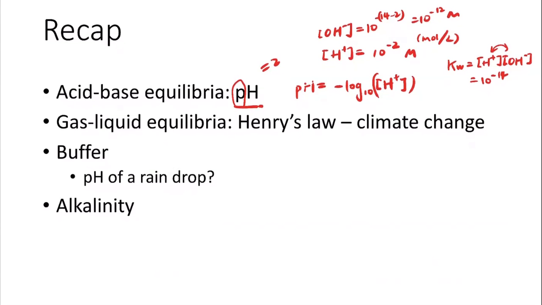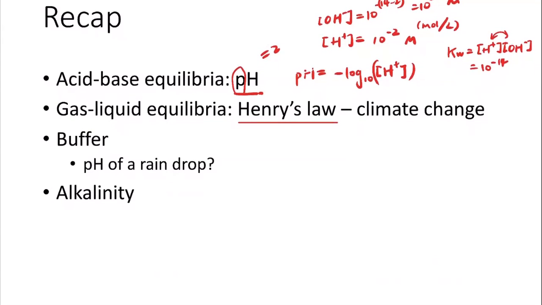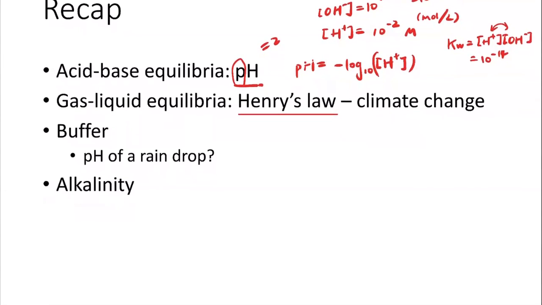Okay, so we also talked about the gas-liquid equilibria. More specifically, it's about Henry's law, right? So we were saying that if you know the pressure of certain gas over a liquid, then you can also calculate what is the concentration of the gas within the liquid. So we said this is very important for climate change because carbon dioxide has a very low Henry's constant. So that's why most of the emitted carbon dioxide is in the atmosphere, and that's causing the global climate change.